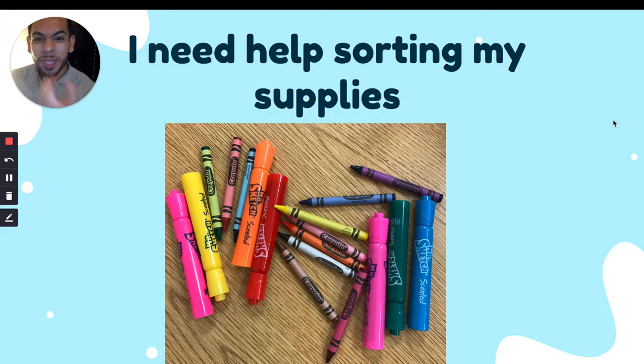So, you see this picture right here? I need help sorting my supplies, but I don't know how to do it. How should I sort my supplies? Let's see, should I just split it down the middle? What do you think I should do? I'm sure you gave me all really good ideas, but my friend helped me sort these out, and look what we did.